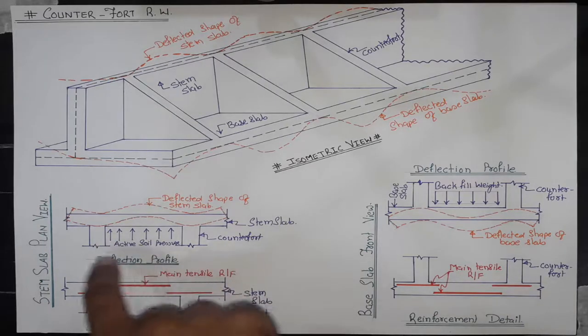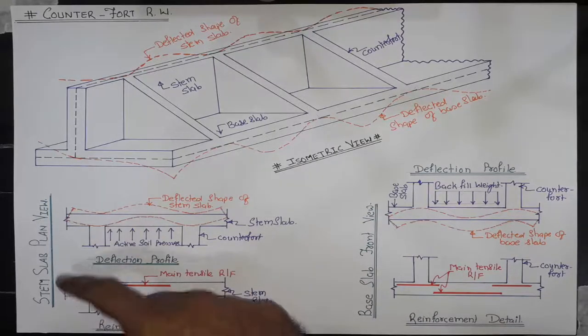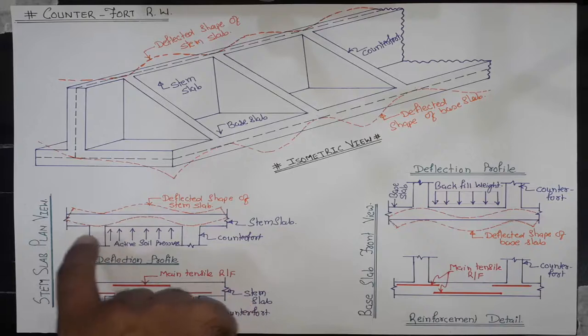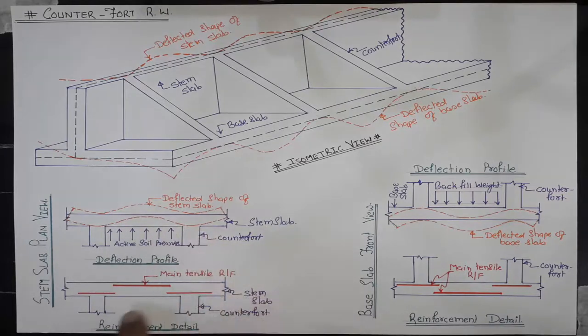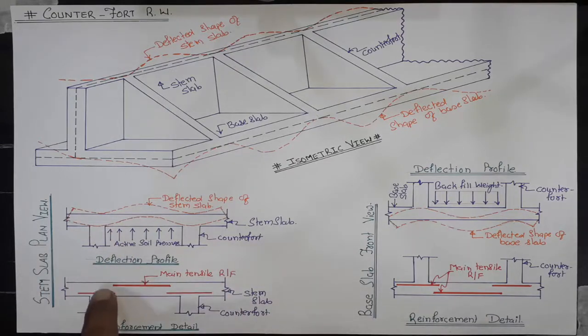At support, that is at the connection between counterfort and the stem slab, the tension face will be towards the backfill. Hence, the main tensile reinforcement at the junction between the counterfort and stem slab will be towards the backfill. This red line represents the main tensile reinforcement.